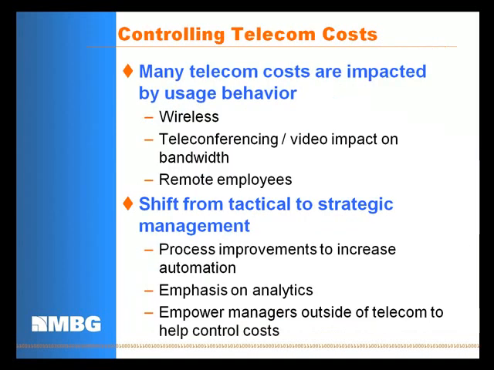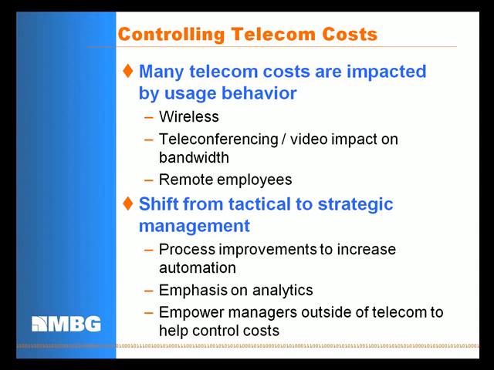Now, controlling telecom costs has a variety of components, a variety of concerns, and we have found that many telecom costs are impacted by usage behavior. Some of the obvious examples are wireless consumption. As we see, wireless consumption continues to rise in various wireless applications. Costs obviously are associated with those. Teleconferencing and video conferencing impacts on bandwidth are definitely impactful, as well as just straight viewing of video over your network. And then also remote employees who have access to your network internally add additional burdens.